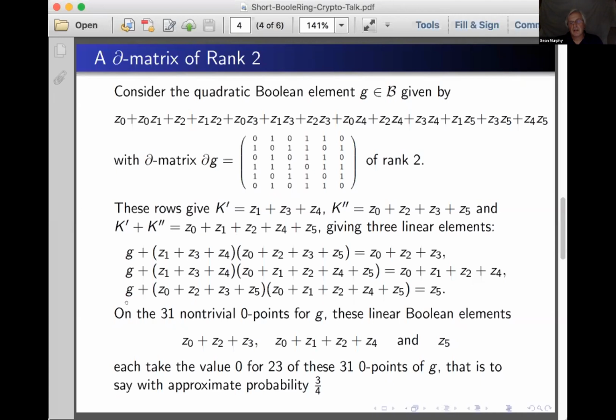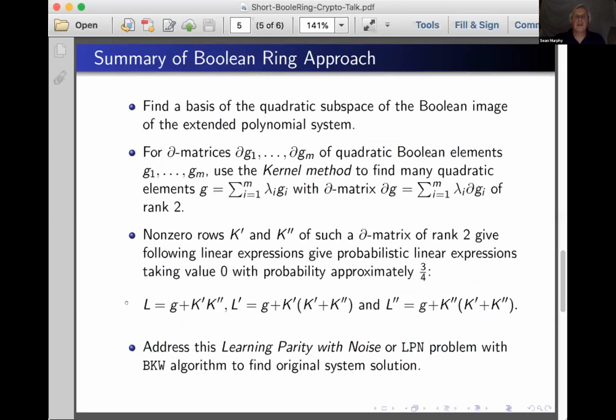And it turns out, for reasons we explain in the paper, that this linear function that we get by doing this takes the value 0 for 3/4 of the 0 points of G. So in some sense, this linear function lines up with G with probability 3/4. And the point about this is we can generate lots of these linear terms, which take the value 0 on the solution with probability 3/4. So this gives us a method.